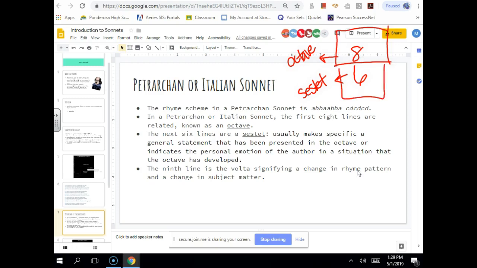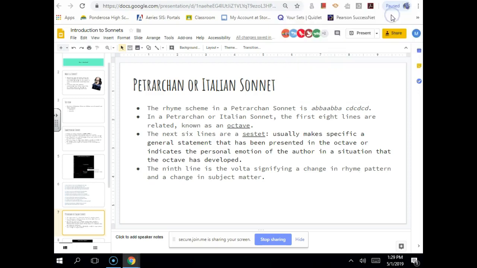Just like in the Shakespearean where you clearly saw a change in the last 2 lines, you will clearly see a change in the second 6 lines, okay? It's literally like an essay. You're going to see a topic change. It's like miniature, basically. So, the 9th line is the volta, signifying a change in rhyme pattern. So that first line of the second portion, the sestet, that's your change. Again, that's called a volta.